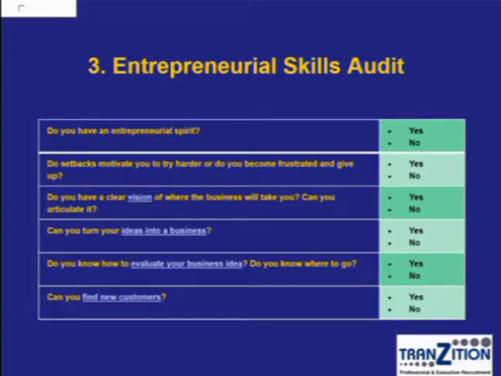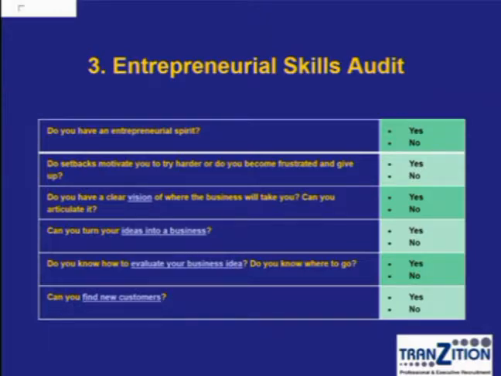Do setbacks motivate you to try harder, or do you become frustrated and give up, yes or no? Do you have a clear vision, as touched on by our previous speakers, of where the business will take you? Can you articulate it? Can you do your 2-minute elevator speech? Yes or no? Do you know how to turn your ideas into business? One of the major quandaries for somebody starting out is, where do I go? Where do I get help?